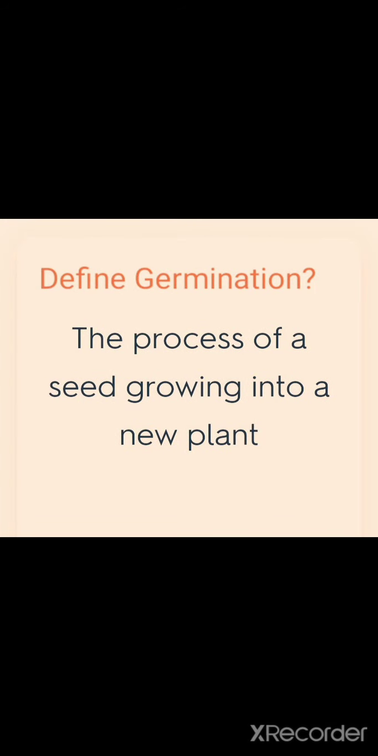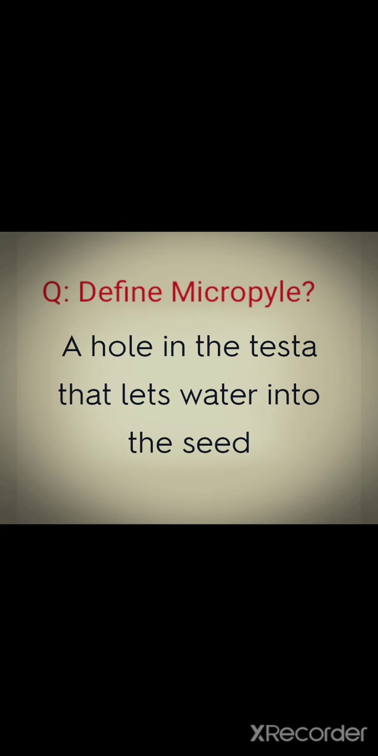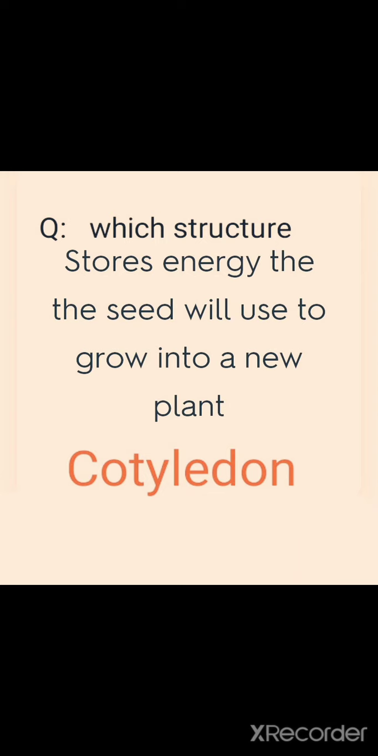Define germination. The process of a seed growing into a new plant is called germination. What is the function of testa? The seed coat protects the seed until it is ready to germinate. Define micropyle. Micropyle is actually a hole in the testa that lets water into the seed. Which structure stores energy the seed will use to grow into a new plant? Cotyledon stores energy.